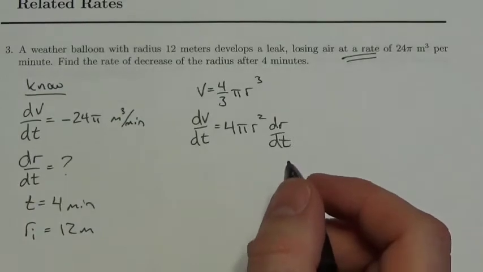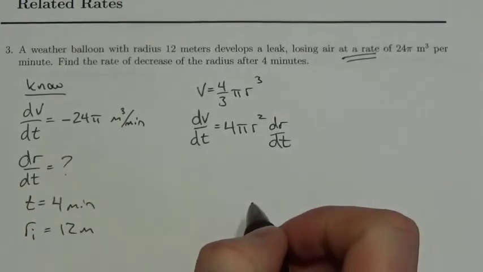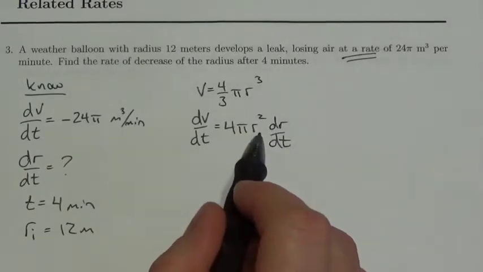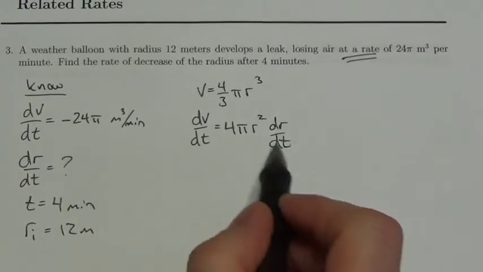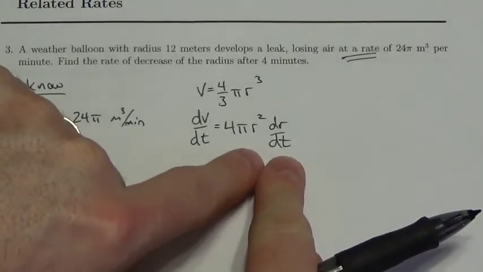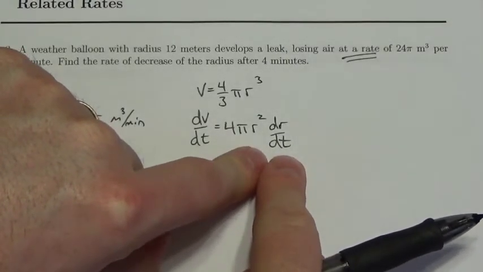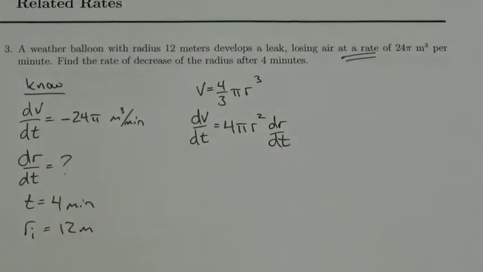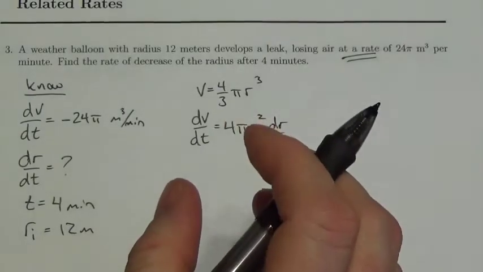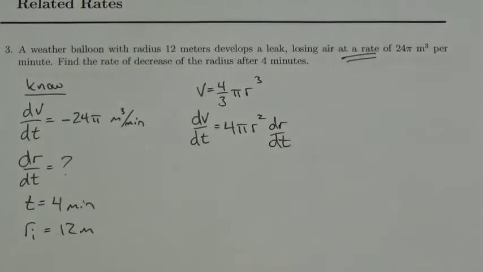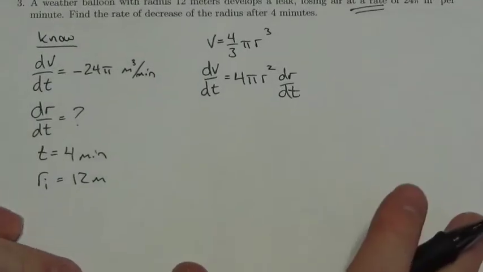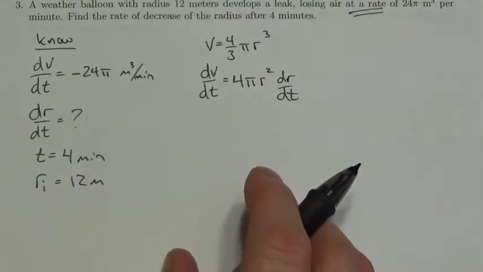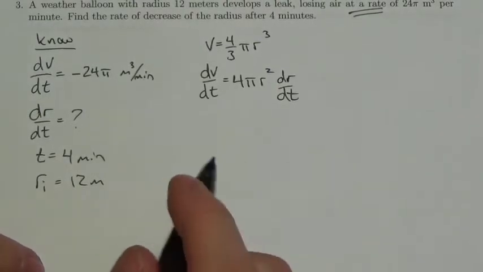It's really cool. I know what dV by dt is. It's negative 24 pi. I don't know the radius at 4 minutes. I'm looking for dr by dt. So right now, I am okay with dr by dt being an unknown. It's that r that I'm a little bit concerned about, because I need the radius at the 4-minute mark to figure this out. So how am I going to go about doing this? I need to figure out what the radius is at that 4-minute mark, and all I know is what the radius is at the beginning.